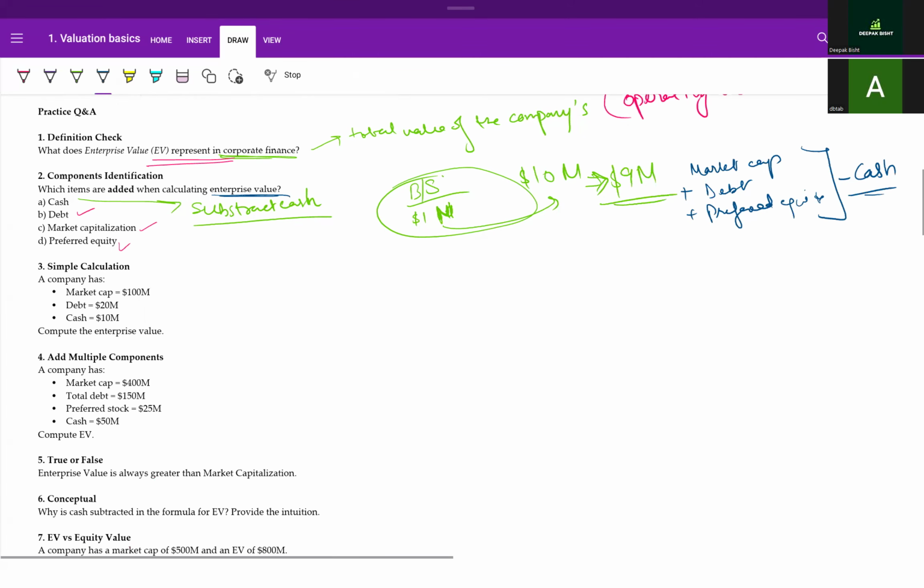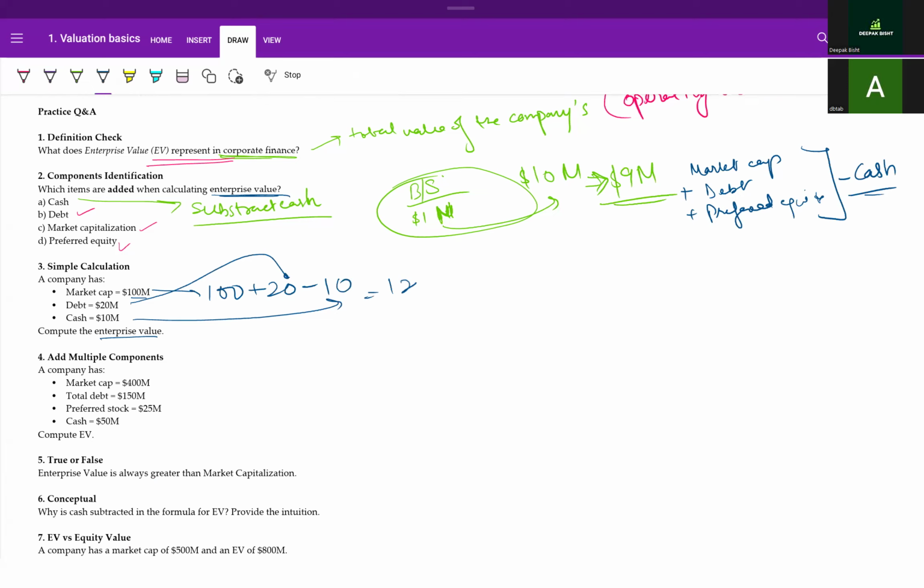I hope this was clear. And let's calculate enterprise value, and let's do a simple example. So enterprise value is simply market cap. We will add the debt, and we will subtract the cash. So it's 120 minus 10, it's 110. So this is the simple calculation of enterprise value.